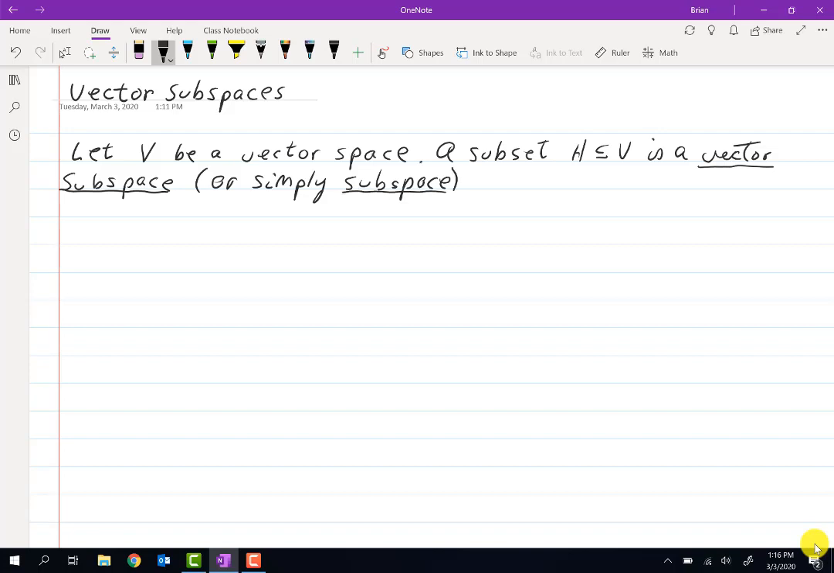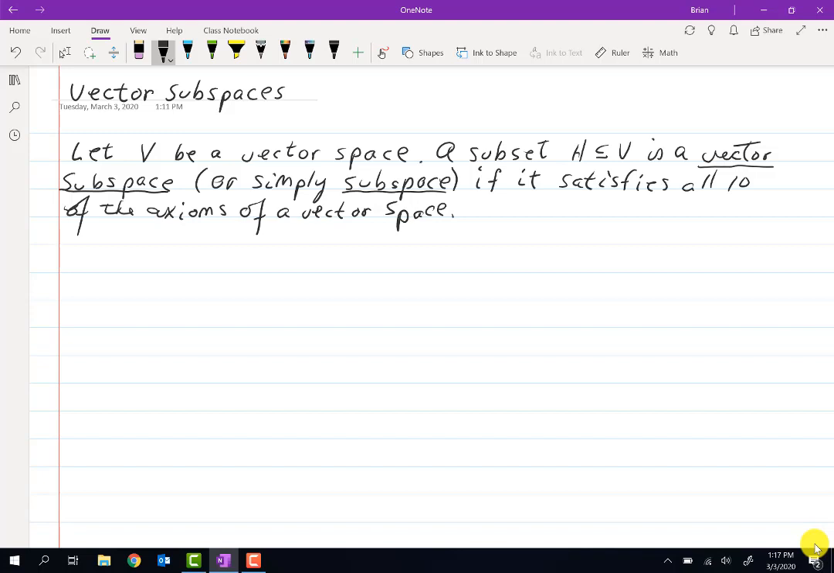So anyways, if it satisfies all 10 of the axioms of a vector space. So basically it's a subset that's a vector space itself. So let's look at some examples of some subspaces of things that you've already had a little bit of exposure to. So I'll start with an example.